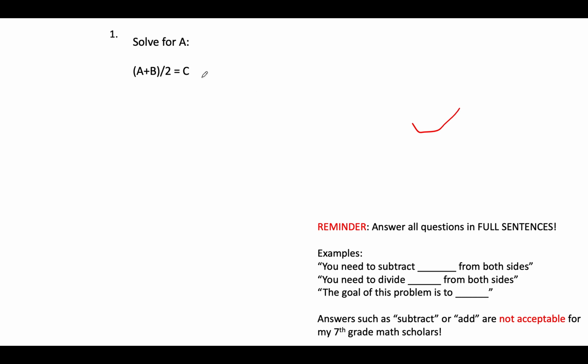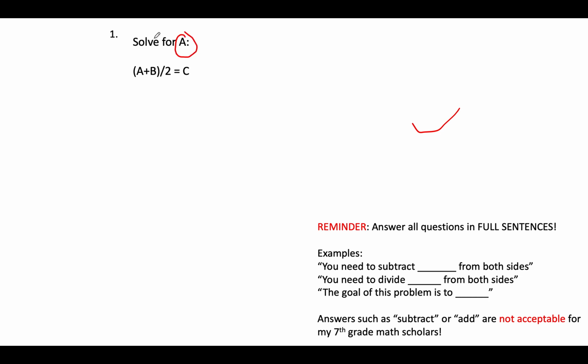Hi everybody. Today for class I could not find a good video, so I decided to make one for myself. We are once again going to be solving equations that do not really have numbers in them, that mainly have variables, and we're going to be solving for A each time we do one of these problems.